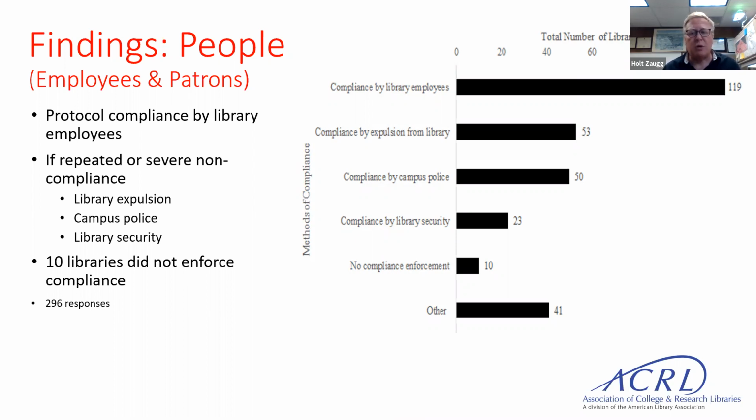In others, libraries required compliance checks as students and patrons that were allowed in entered the library. And again, there was also signage indicating that broader community members weren't allowed in the library, that only current students and faculty were. If there was repeated or severe non-compliance, the three common responses were that the people were asked to leave the library, they were expelled, or if need be, campus police or library security were called in to assist with compliance to the protocols. 10 libraries did not enforce compliance at all.